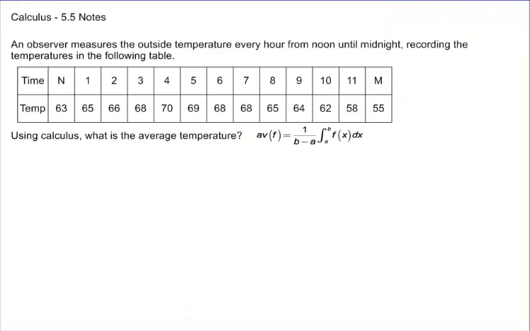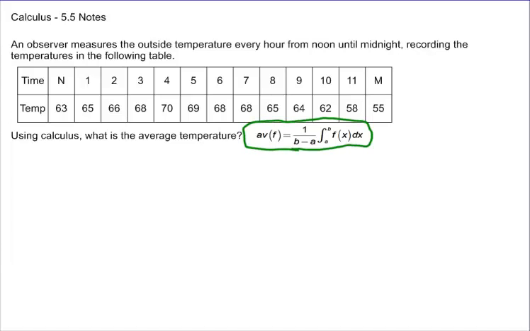Okay, so an observer measures the outside temperature every hour from noon until midnight, recording the temperatures in the following table. So starting at noon and going all the way to midnight. And then using calculus, what is the average temperature? And there's the average temperature formula. So again, you cannot use the normal averaging method that you may be comfortable with. We're going to use our calculus and really practice here. So this is what we've got.